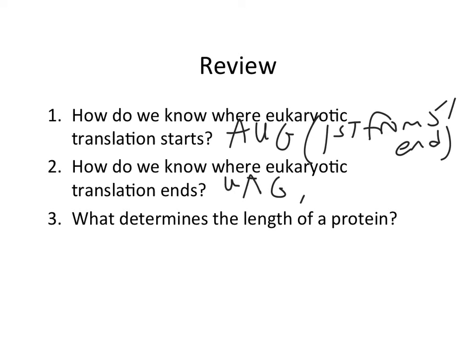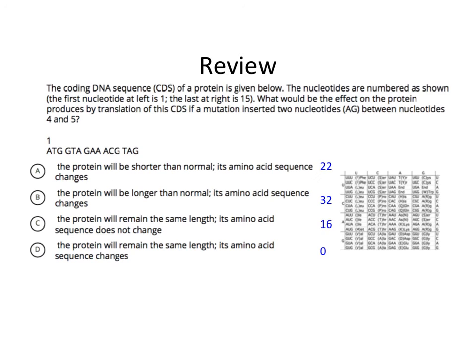UAG, UGA and UAA, is that right? Okay. So when we know the start codon and the stop codon, then we can tell how many amino acids are encoded, how many codons there are. So that's the position of the start codon and the stop codon. Then we know how many amino acids there will be in this protein.